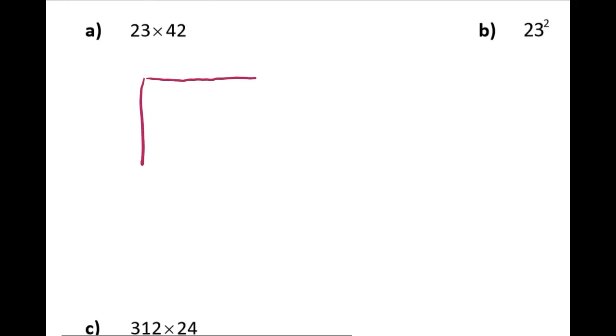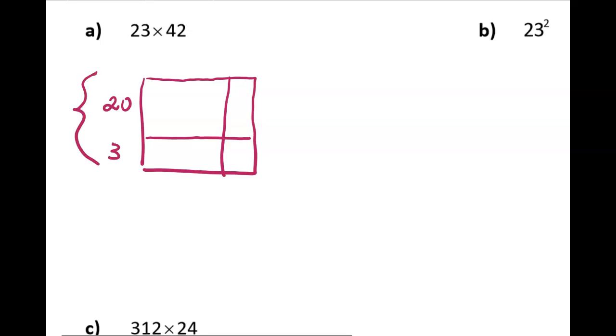If we take a two-digit number times a two-digit number, we can break up the pieces, and I'm not going to draw this to scale. We can say 20 plus 3 gives us a side of 23, and 40 plus 2 gives us another side of 42. So if we multiply 23 and 42, we're going to have the area of this rectangle. Now what we've done is subdivided into four smaller rectangles.